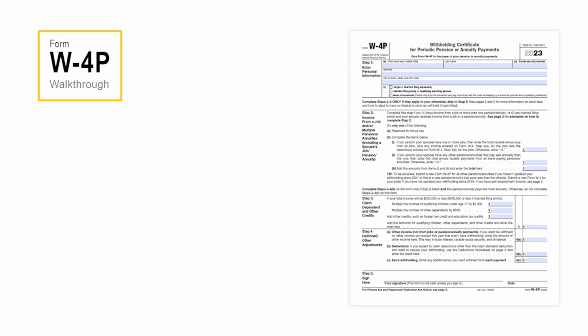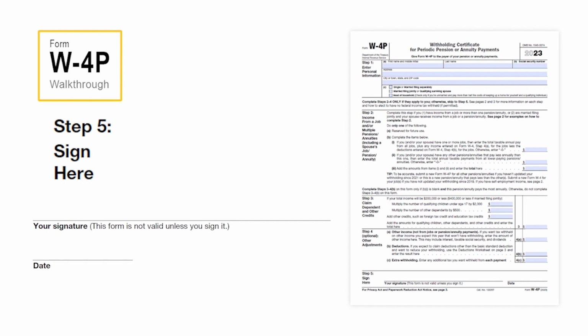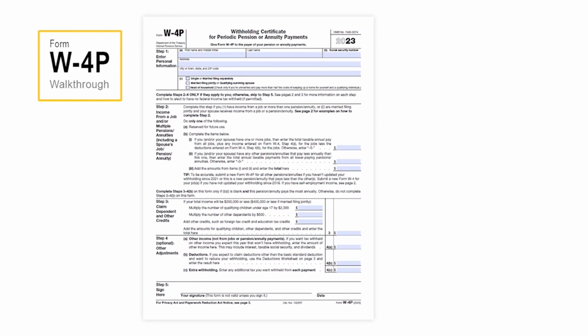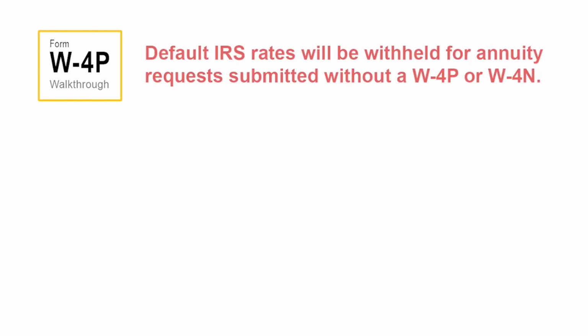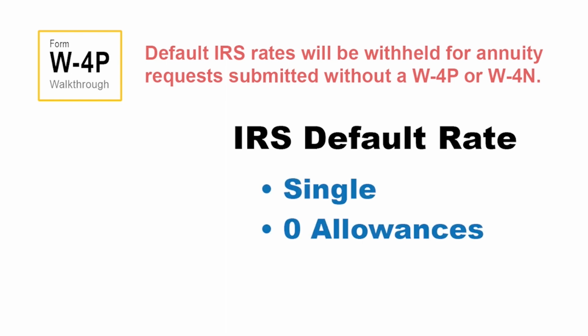Now that you have completed Step 1 and any of the optional steps, complete Step 5 by signing and dating your W-4P. Please review the form for accuracy before submitting it to NPERS. Please return your completed W-4P with your completed W-4N, if applicable, along with any other required paperwork. Default IRS rates will be withheld for annuity requests submitted without a W-4P or W-4N. The IRS default rate is single with 0 allowances. Defaults will apply to any forms that are filled out incorrectly.